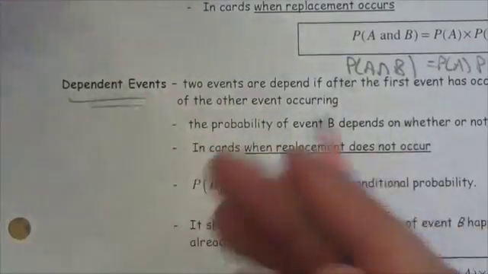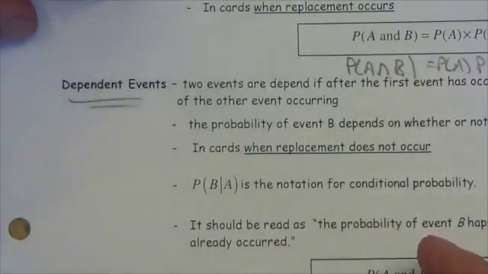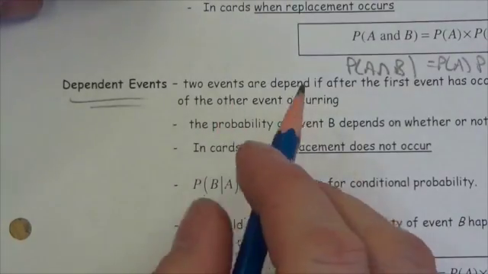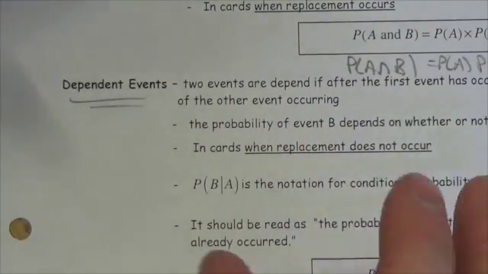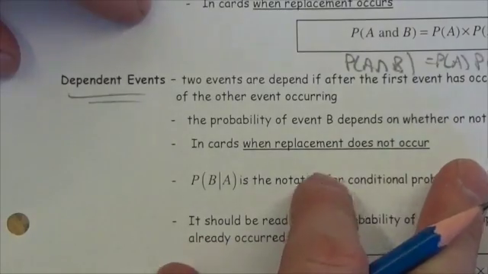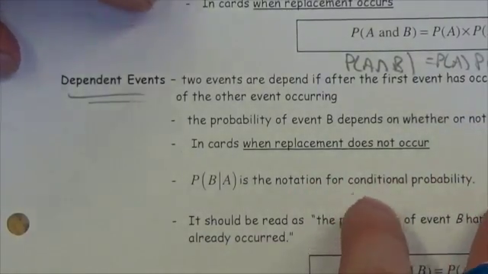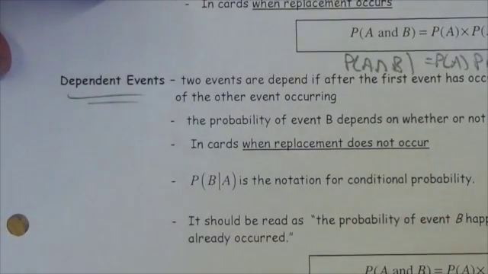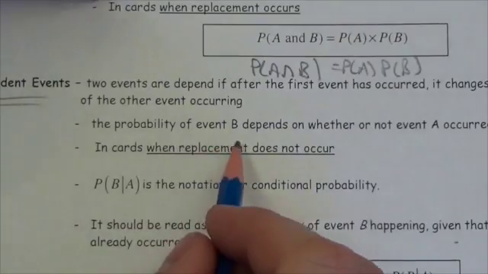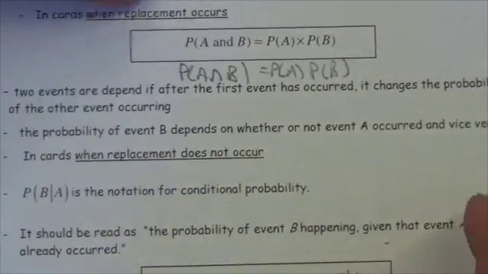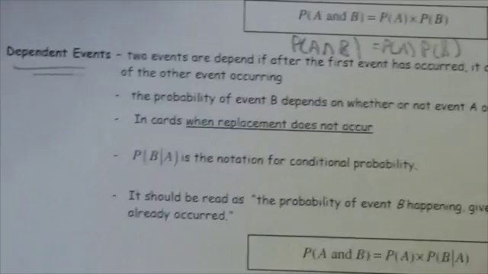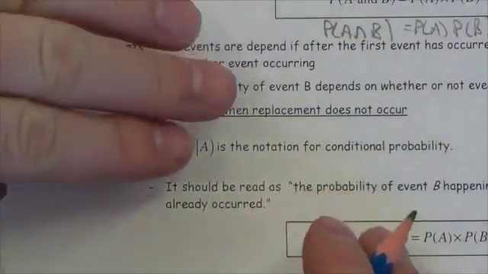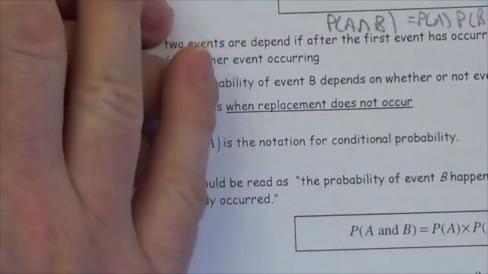Now, dependent events, this is actually what I was starting to say a little while ago. Two events are dependent if the first event changes the sample space for the second event, or changes the probability, meaning it has some impact on the probability that the second event occurs. So the probability of event B depends on whether or not event A has occurred. It's like taking a deck of cards again, and let's say the probability of drawing that card and getting a heart is 13 out of 52.